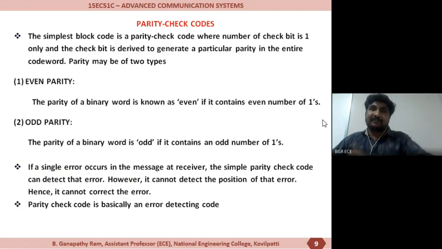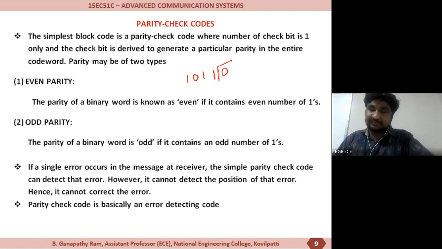The simplest type of block code is called the parity check code. It consists of two different types, even parity and odd parity. A binary code has even parity if it contains an even number of ones. Similarly, if the code word consists of an odd number of ones, then that kind of parity is called odd parity.